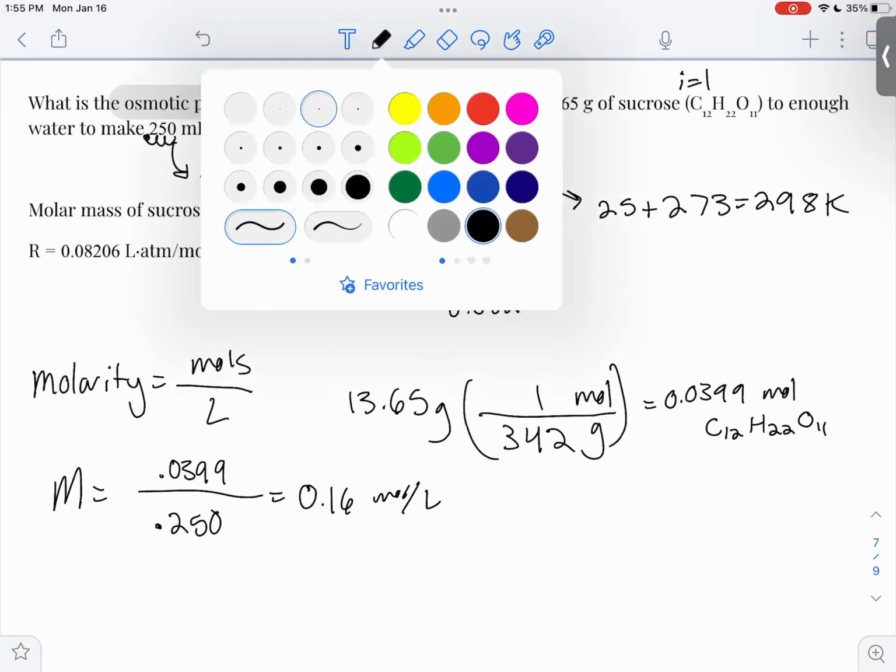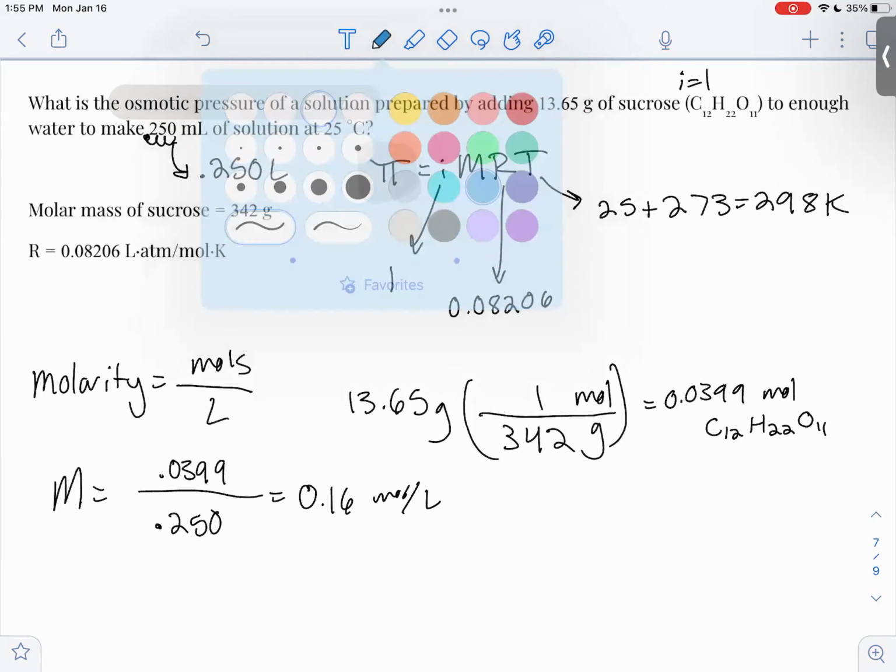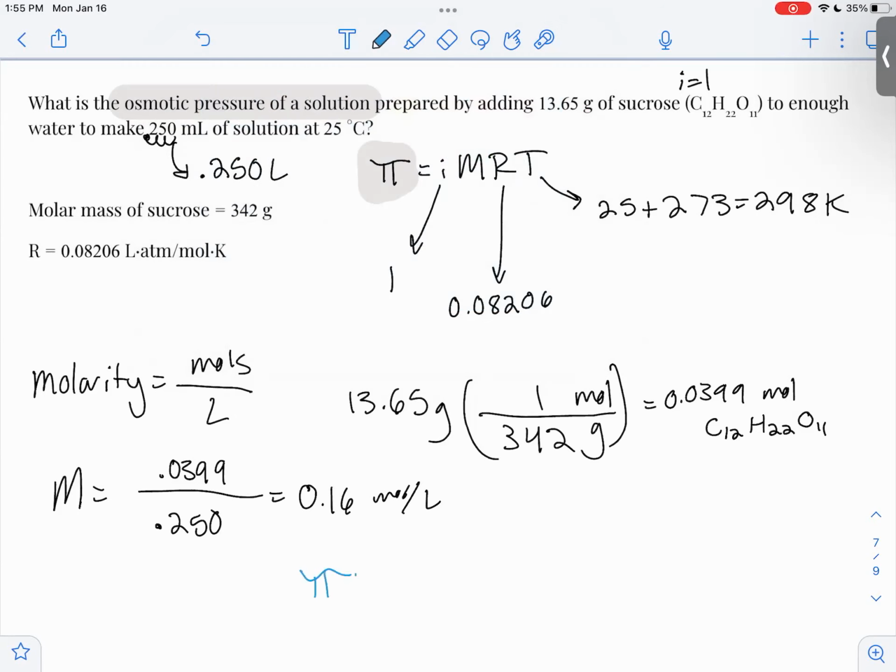Okay, so our final equation, we'll put it in blue. We're solving for osmotic pressure. Our i value is 1. Our R value was given to us. Oh, I totally missed our molarity. Good thing we can just scooch that over. Our molarity looks like that. There's our R value, there's our temperature, and we put it all together and we get 3.9 atm, and that is going to be the osmotic pressure of this solution.